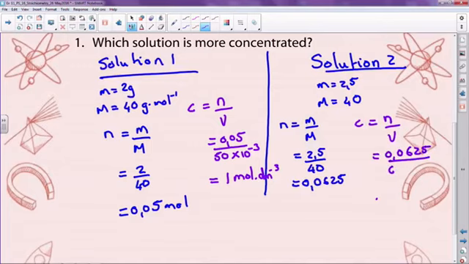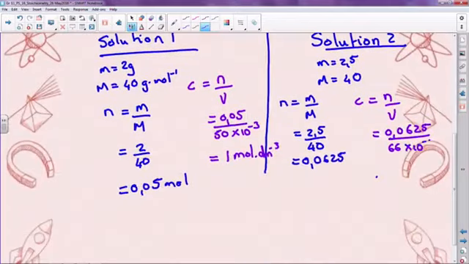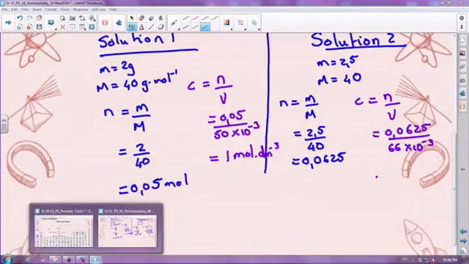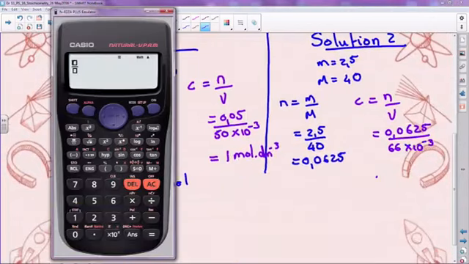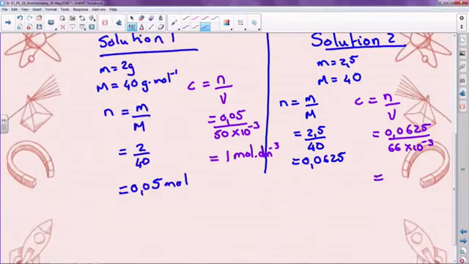0.0625 divided by 66, because this one is 66, yes. Remember, times 10 to the minus 3, I need to divide it again. I need to do my conversion. And I'm going to do it as a fraction again, 0.0625, and here I'm going to have 66 times 10 to the minus 3, right? And that's going to give me 0.946, okay, equals 0.946 moles per decimeter cubed.